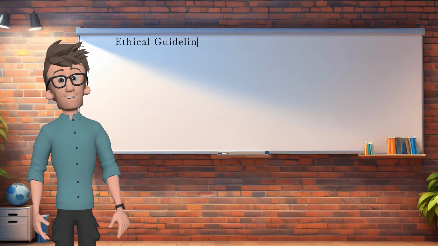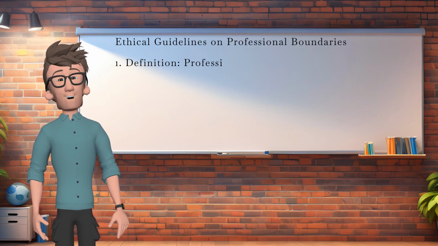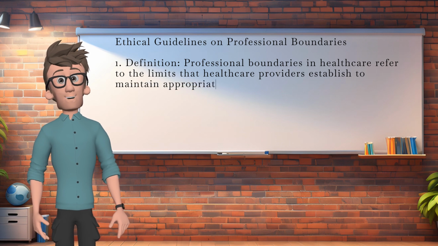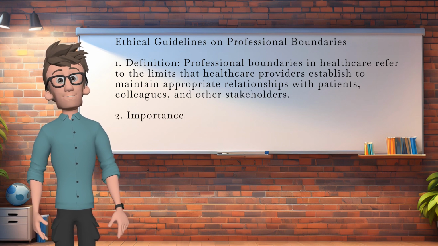Ethical guidelines on professional boundaries. Definition. Professional boundaries in healthcare refer to the limits that healthcare providers establish to maintain appropriate and ethical relationships with patients, colleagues, and other stakeholders. These boundaries are essential to protect both the healthcare provider and the patient, ensuring a professional and therapeutic relationship.